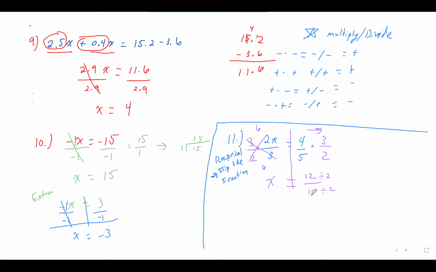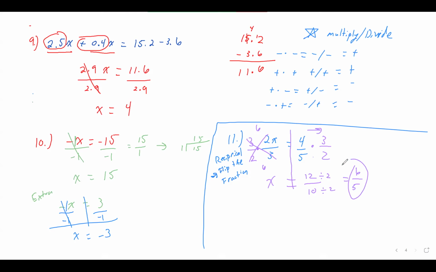Because as long as I do one thing to one side, I have to do it to the top as well. So now 12 divided by 2 gives me 6, and then 5. So that would be your final answer, not the 12/10. So when you deal with a fraction like this, multiply by its reciprocal, which means just flip the fraction.